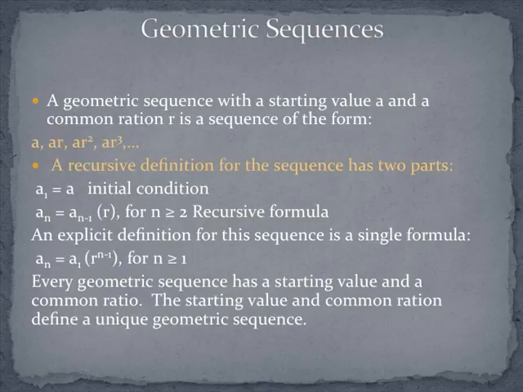An explicit definition for this sequence is a single formula. a sub n equals a sub 1 times r raised to the n minus 1 for n greater than or equal to 1. Every geometric sequence has a starting value and a common ratio. The starting value and common ratio define a unique geometric sequence.